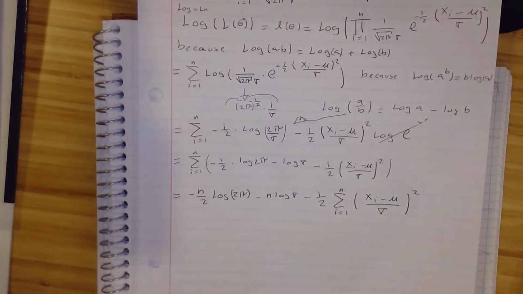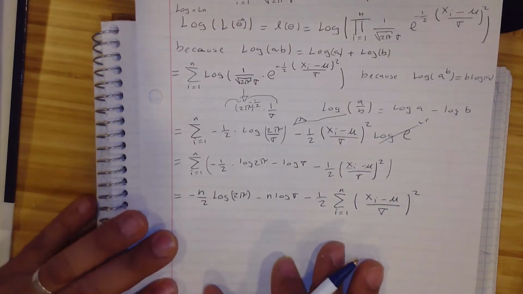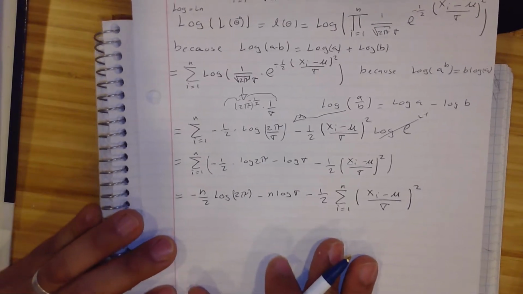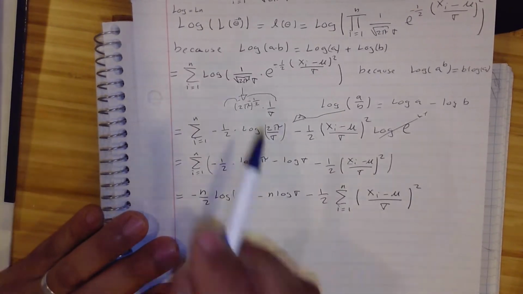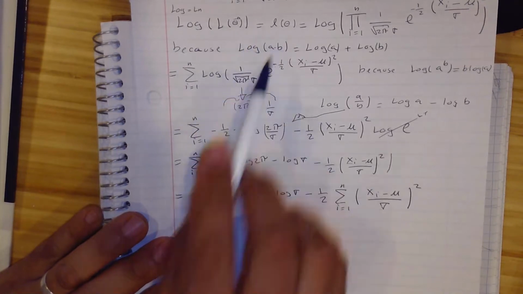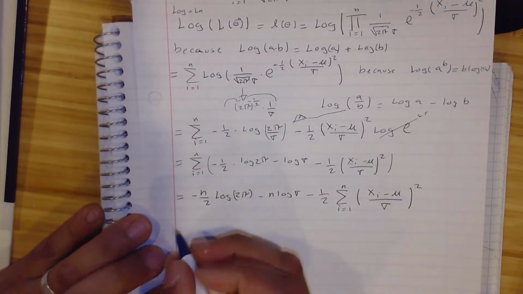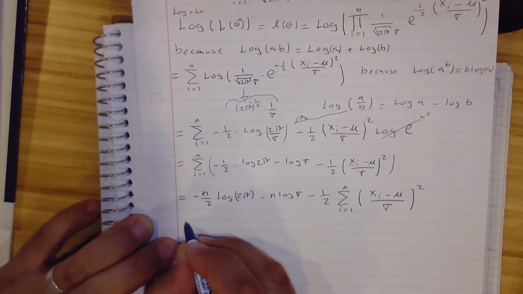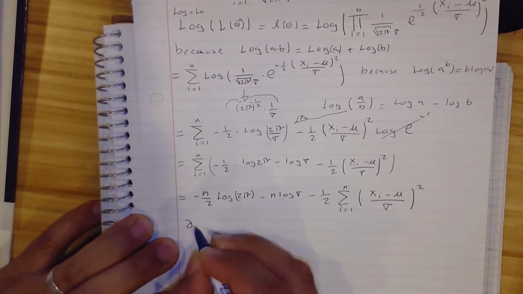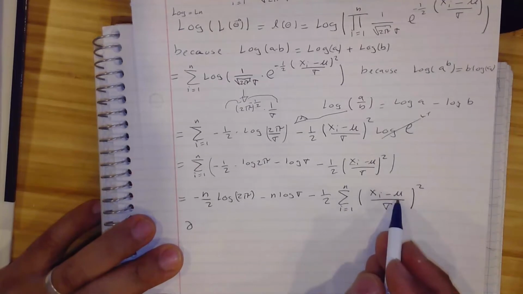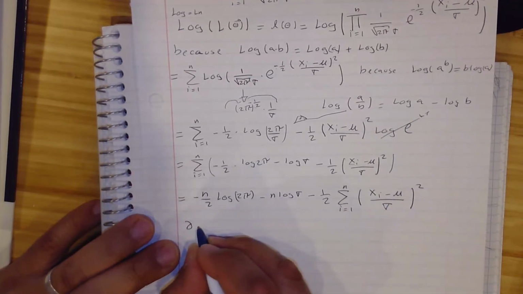Okay, now what should we do? We should get the maximums, right? In this case, because we have a vector of variables here, we need to have the partial derivatives for this. So let's start with the partial derivative with respect to the mean.